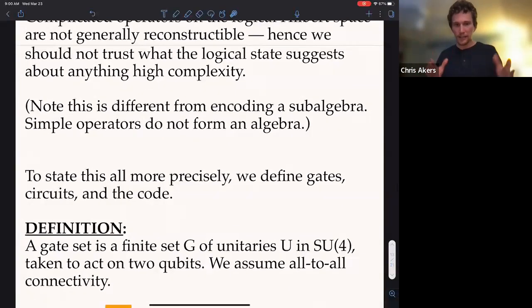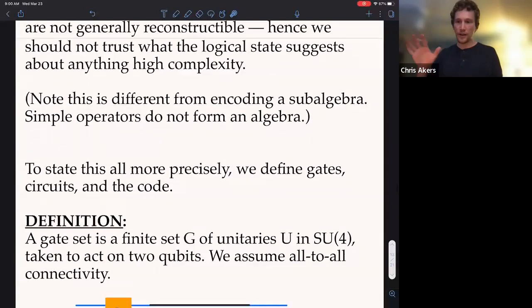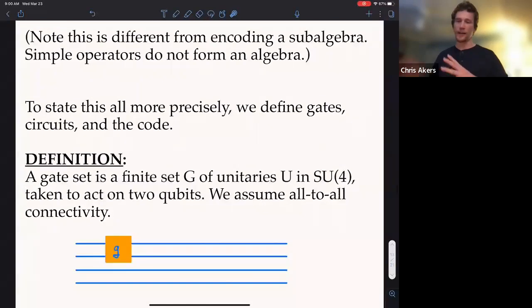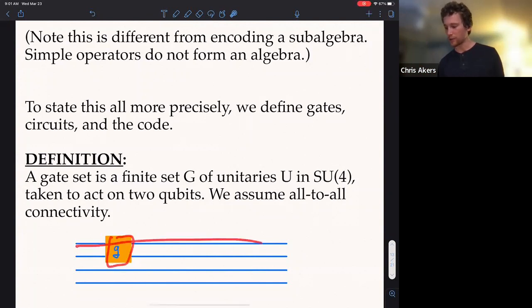So a gate set is just going to be a finite set G of unitaries, let's say unitaries U in SU(4). So these are just unitaries that can act on 2 qubits. We're imagining that we have a bunch of qubits, like n qubits, and then we can act any 2-qubit unitary, and we're going to assume all-to-all connectivity. And so I might draw a gate like these orange boxes. Again, these blue lines represent qubits, and drawing an orange box here means I've acted that gate on those 2 qubits.